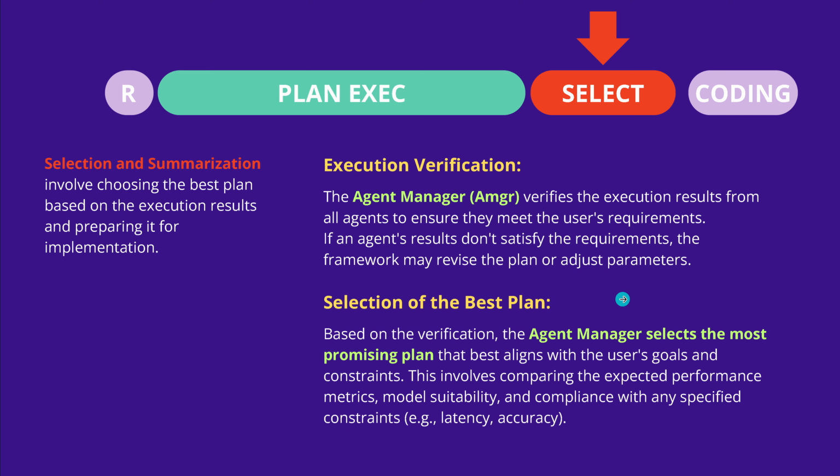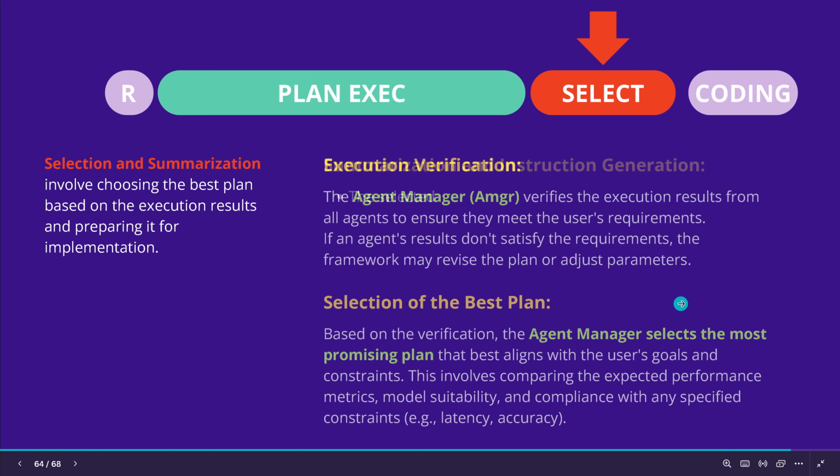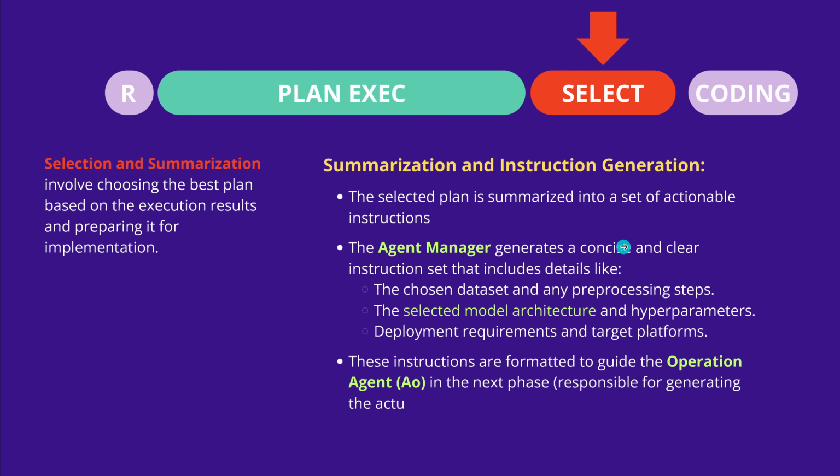And now it is the responsibility of the agent manager to select the most promising plan that aligns with your goals, with your price point, with your time constraint, in your knowledge domain, whatever you have. This involves comparing expected performance metrics, model suitability, and the complete compliance with any specified constraints. Great. Then, next step is summarization and instruction generation.